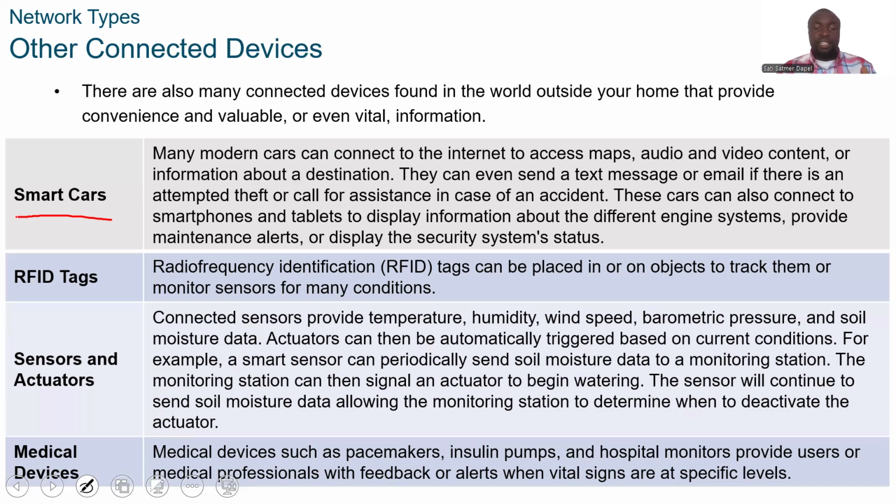The connected sensors provide temperature, humidity, wind speed, barometric pressure, and soil moisture data. Actuators can then be automatically triggered based on the current condition. For example, a smart sensor can periodically send soil moisture data to a monitoring station. The monitoring station can then signal the actuator to begin watering. The sensor will continue to send soil moisture data, allowing the monitoring station to determine whether to deactivate the actuator or not. So this is in the area of farming.